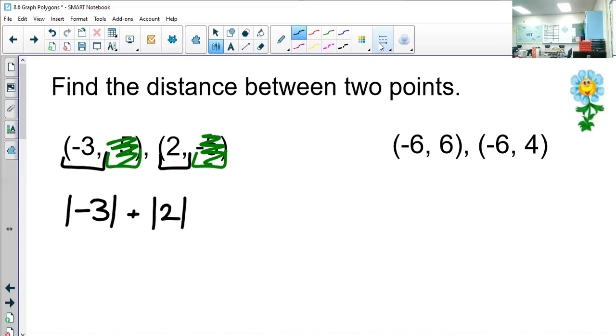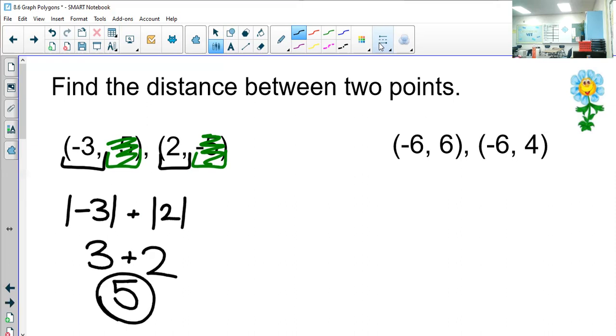So the absolute value of -3 is 3, plus, what's the absolute value of 2? 2. What's 3 plus 2? 5. So the distance between these 2 points is 5. Now let's look at this example over here.